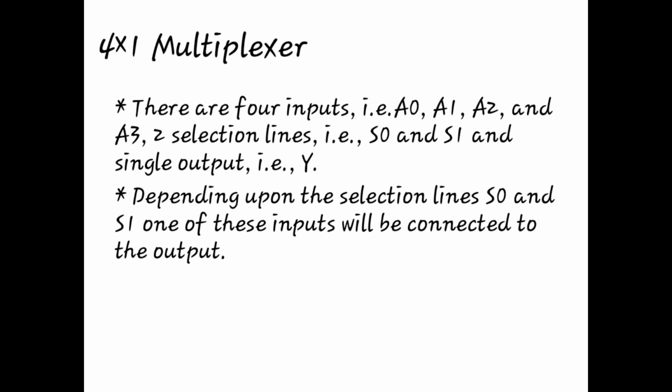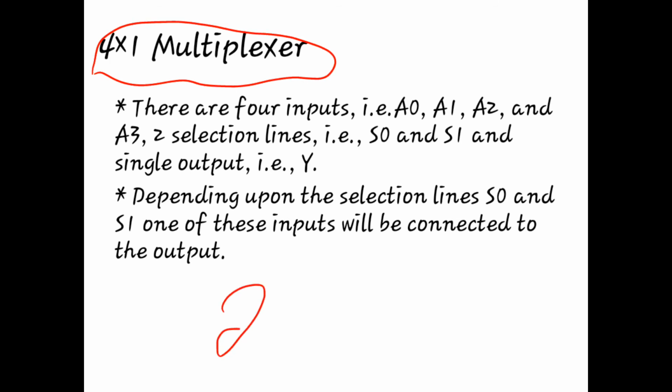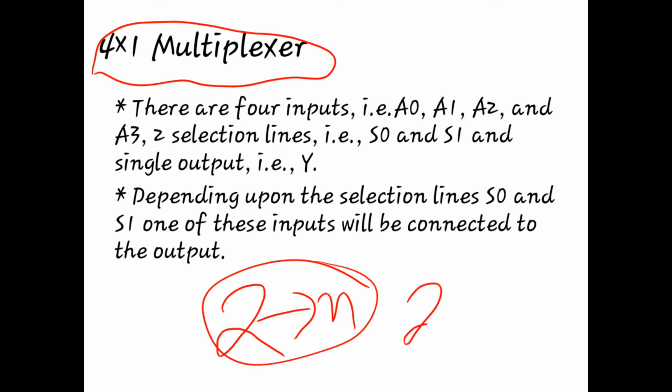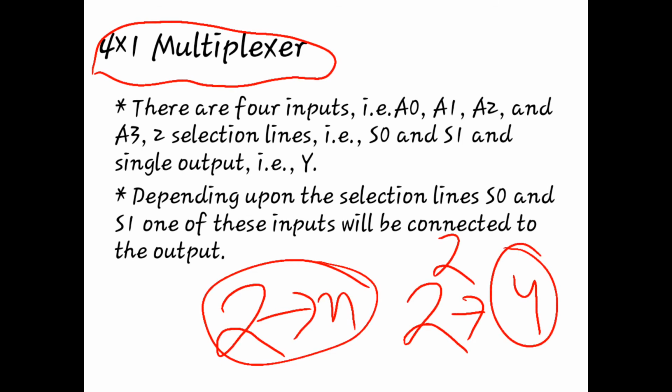Now, in the same way, what we have learned so far, we can design a 4x1 multiplexer. Now this 4x1 multiplexer requires two select lines. So two select lines mean the value of n is 2. So 2 raised to power 2, we are having 4 input lines. So 2 select lines and 4 input lines.